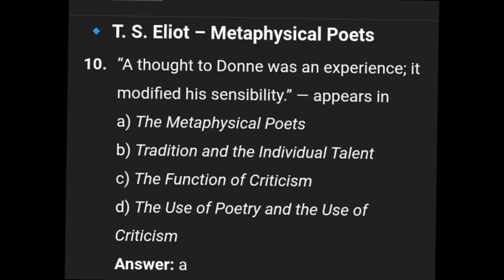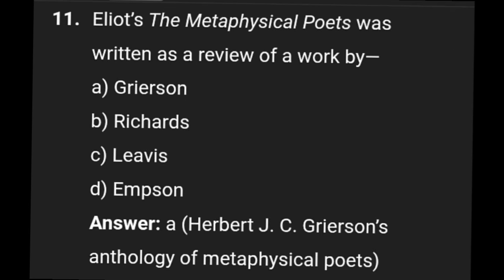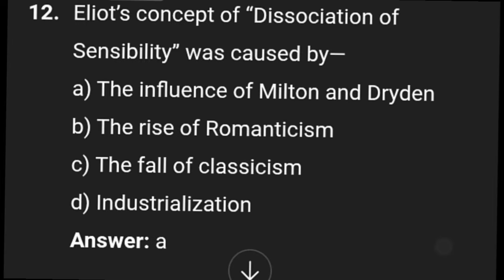Then questions from T.S. Eliot, The Metaphysical Poets. A thought to Donne was an experience. It modified his sensibility, appears in The Metaphysical Poets. Eliot's The Metaphysical Poets was written as a review of a work by Herbert J.C. Grierson, Grierson's Anthology of Metaphysical Poets. Eliot's concept of dissociation of sensibility was caused by the influence of Milton and Dryden.